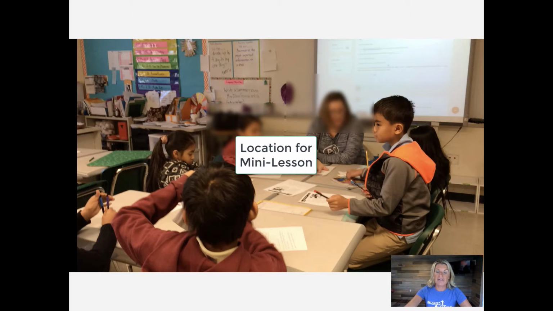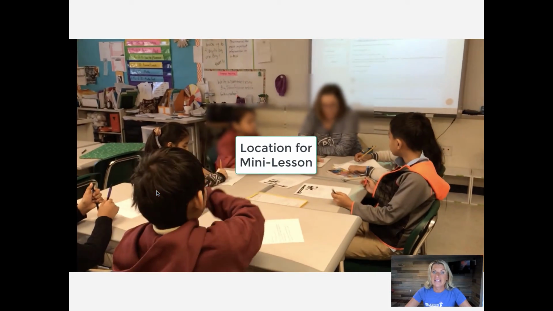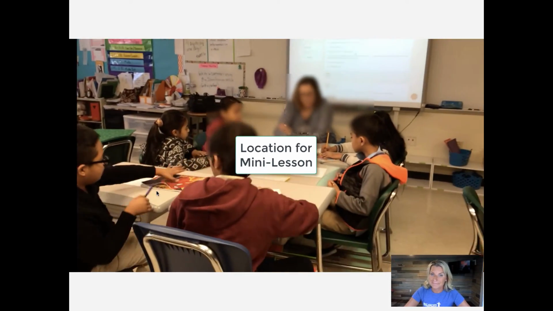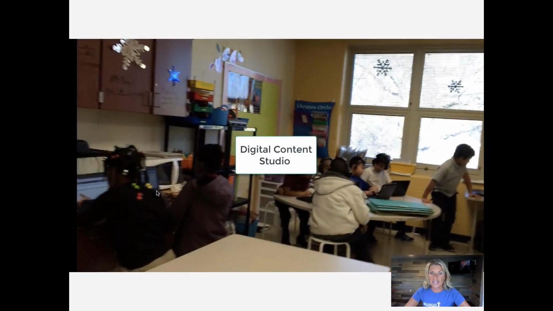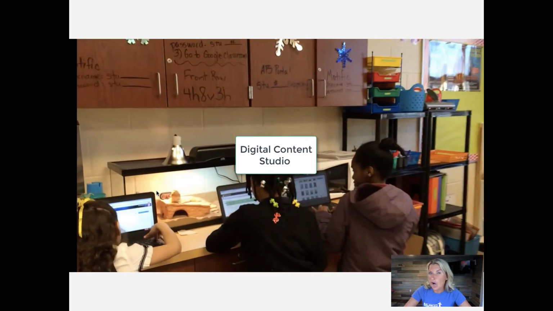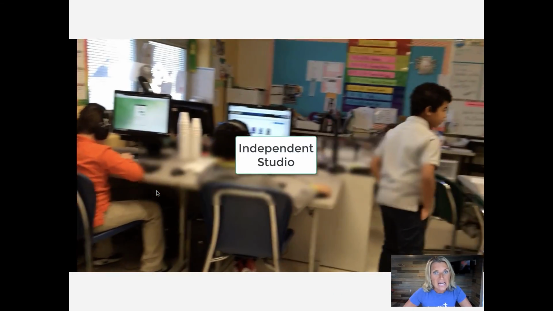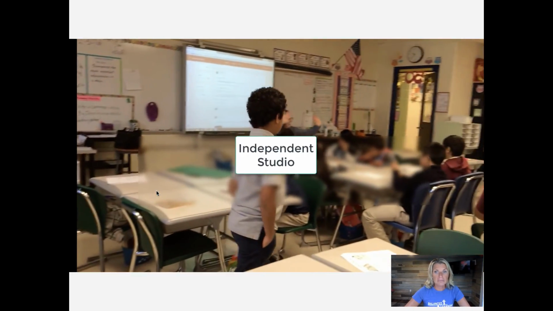So here's an example of a classroom that changed up their space. They had a location for the mini lesson. They had a location for their independent and their digital content. So their digital content studio is back here. I call them studios versus station, rotation, just because I want to give it a little bit of a different name. So the digital studio is going on here, and then also the independent studio, and then finally the future ready skills studio where they're collaborating and working together.